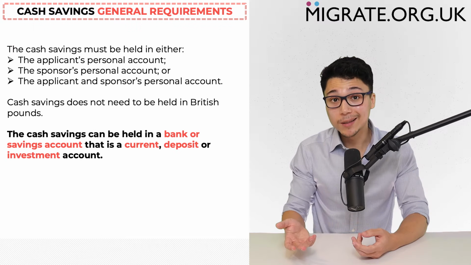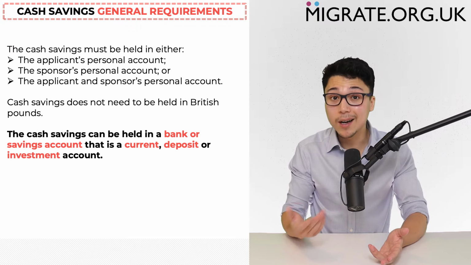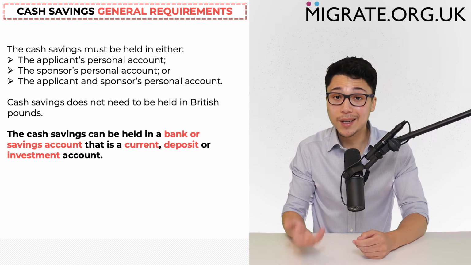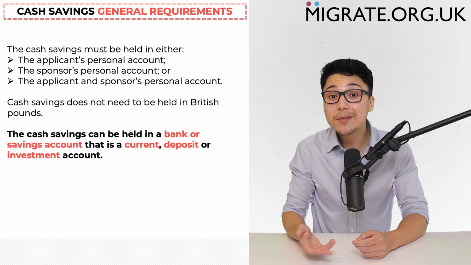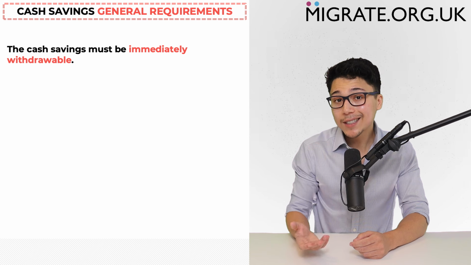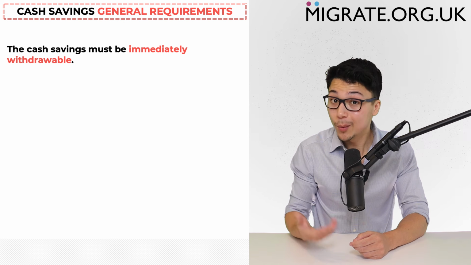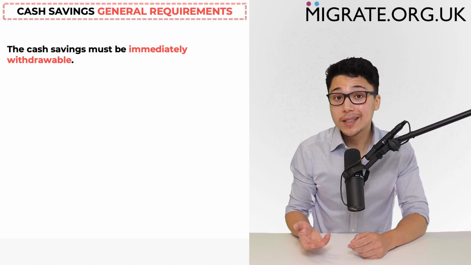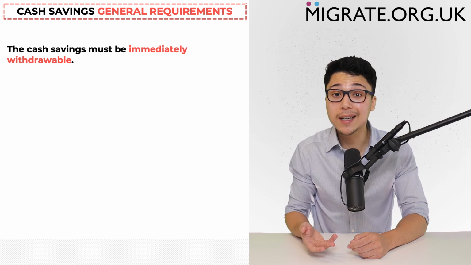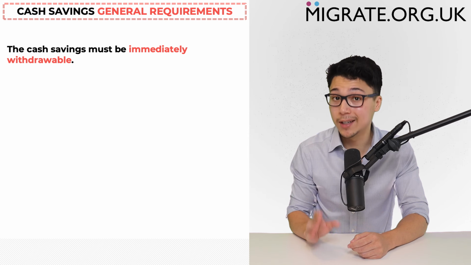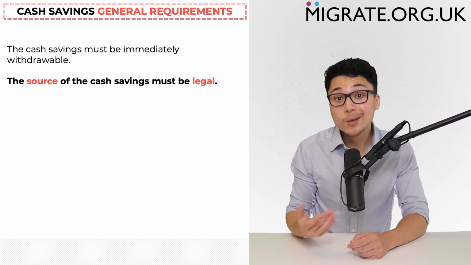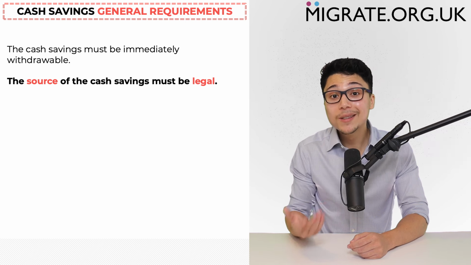The cash savings can be held in a bank or savings account that is a current, deposit or investment account. And this is worth noting because with other sources of income, such as employment income, you are specifically required to provide personal bank accounts, not savings accounts. The cash savings must be immediately withdrawable, with or without penalty. And the implication of this is that if, when the application is submitted, the funds are in the form of a fixed deposit account where the funds cannot be accessed immediately, the fixed deposit account's funds will not be includable towards the financial requirement.